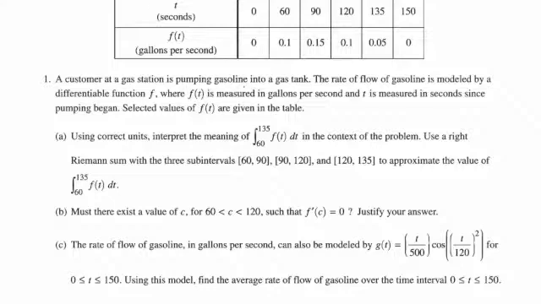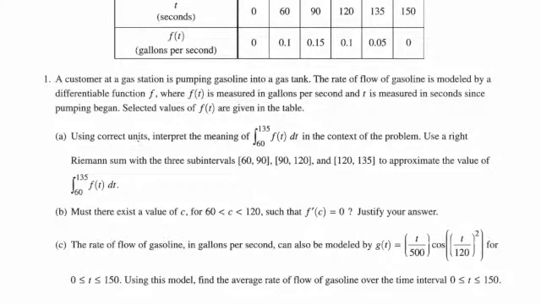Okay, a pump is pumping gasoline into a gas tank. The rate of flow of gasoline is modeled by a differentiable function f, where f of t is measured in gallons per second and t is measured in seconds since pumping began. Selected values of f of t are given in the table.